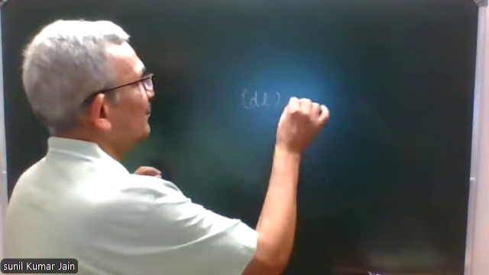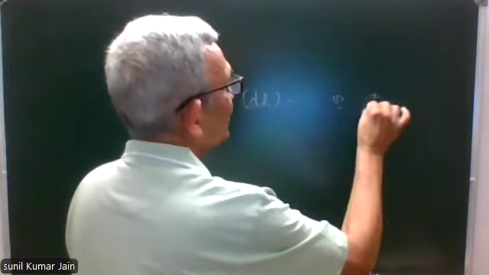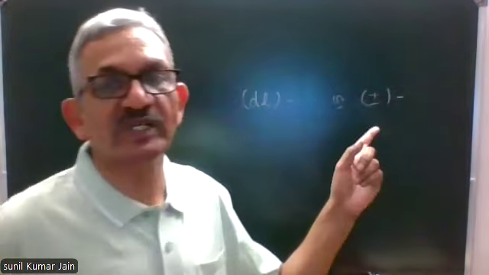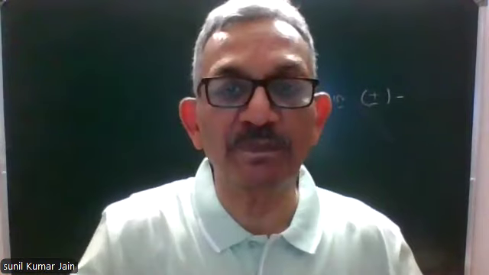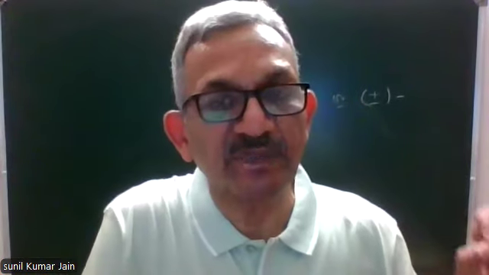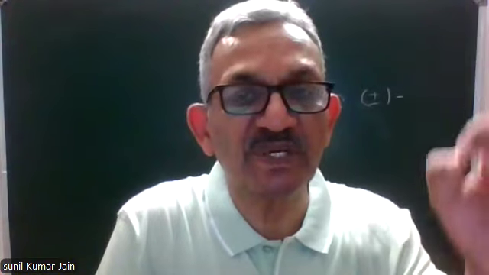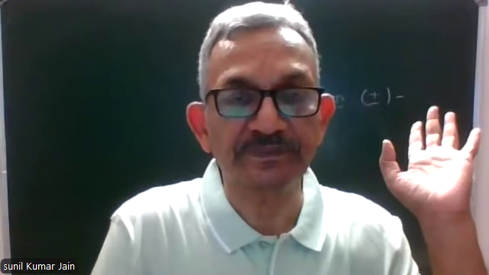I told you dextro is represented by using D or plus. Levo is represented by using L or minus before the name of the compound. Racemic mixture is represented by using DL or plus minus before the name of the compound. If I write DL or plus minus 2-butanol, it means I want to say racemic mixture of 2-butanol.